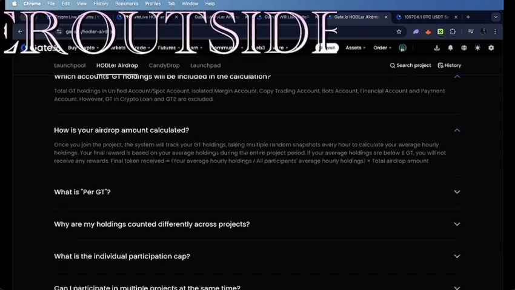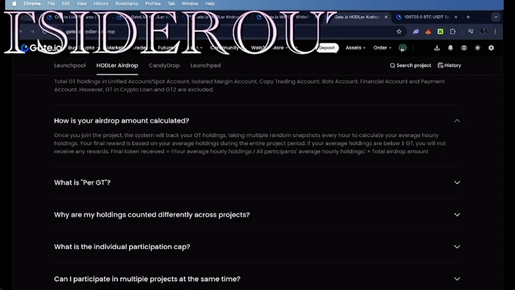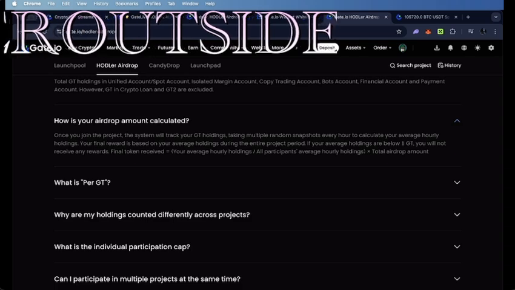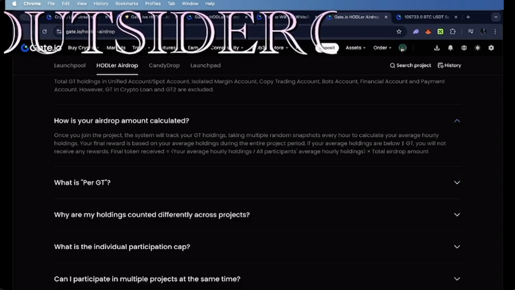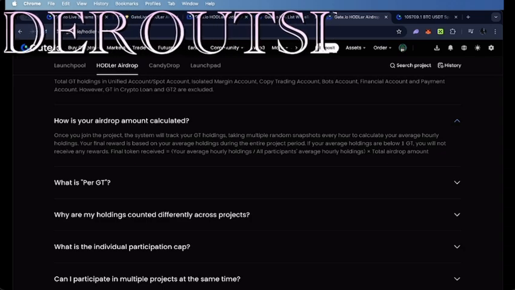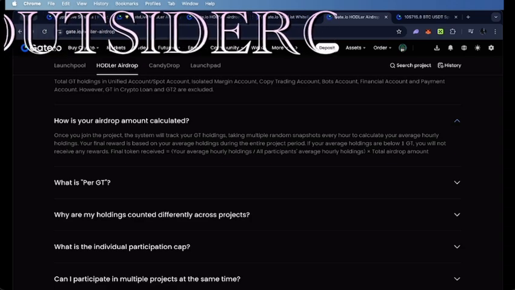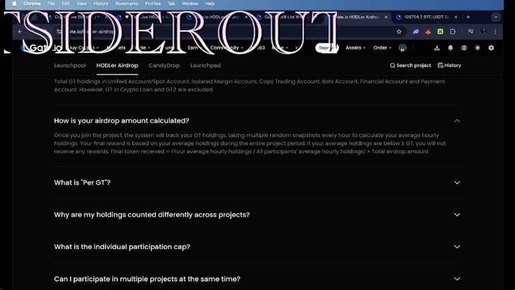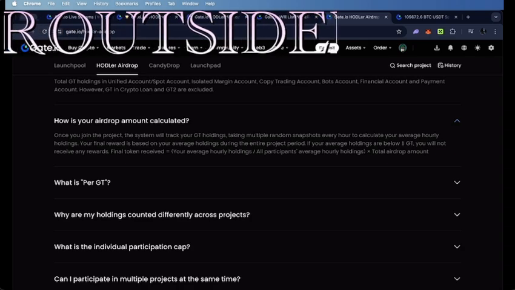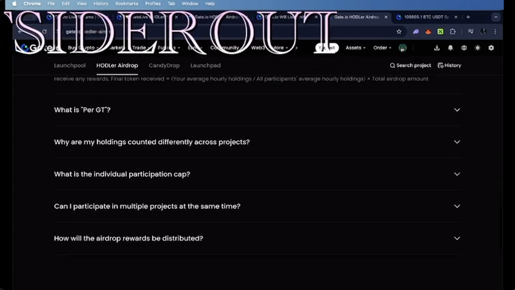How is your airdrop amount calculated? Once you join the project, the system will track your GT holdings, taking multiple random snapshots every hour to calculate your average hourly holdings. Your final reward is based on your average holdings during the entire project period. If your average holdings are below 1 GT, you will not receive any rewards. Final token received equals your average hourly holdings divided by all participants' average hourly holdings, times the total airdrop amount.